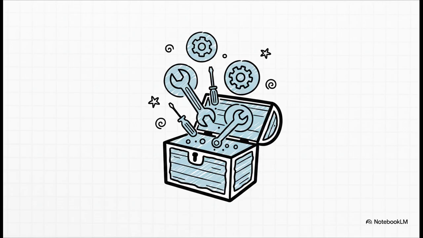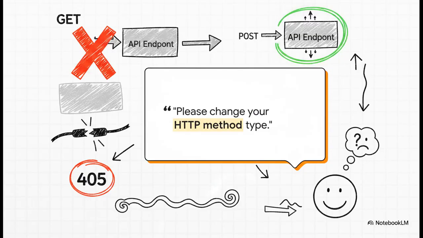For instance, you could override the method handleHttpRequestMethodNotSupported. Now, why would you do that? Well, think about it. If a client accidentally sends a GET request to an endpoint that only accepts POST requests, Spring usually just defaults to sending a blank 405 method not allowed error. Boring, right? But by overriding that method, you can return a highly descriptive JSON body. Something like, please change your HTTP method type. It makes your API infinitely more user-friendly.